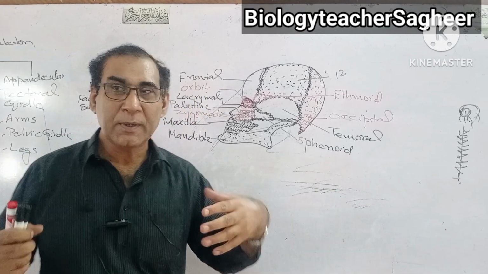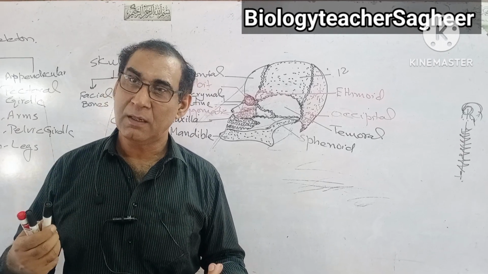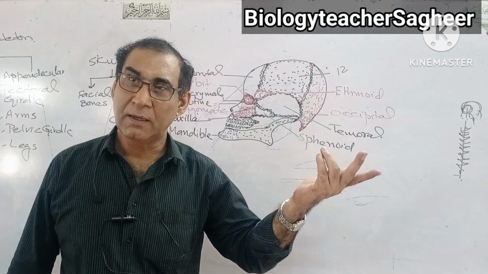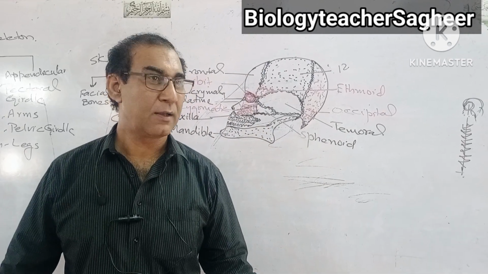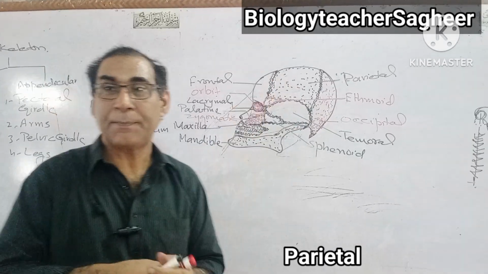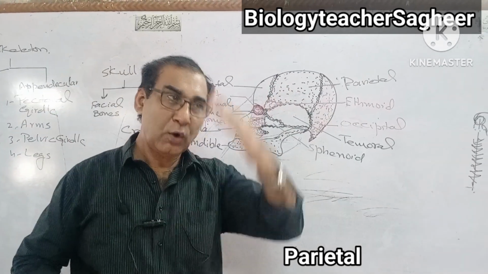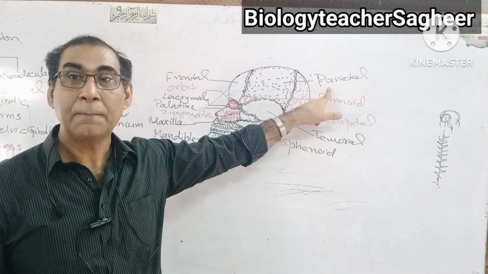You have just to keep in mind that your mandible is single, your frontal is single, your occipital is single, all the others are paired. And the last bone, this one, is again a paired bone on this side and on this side. This is known as the parietal bone.